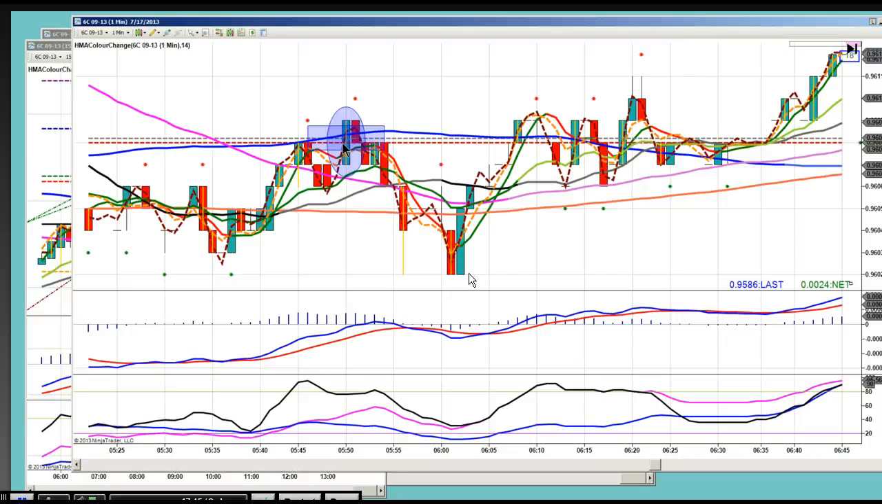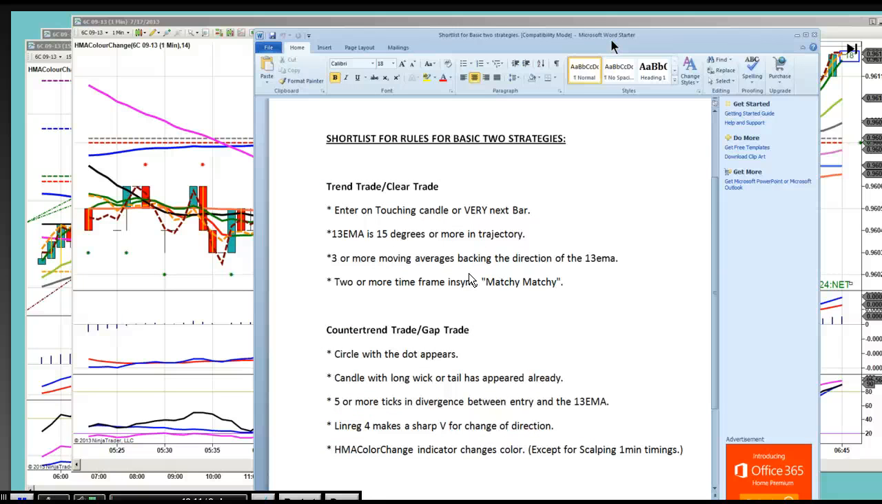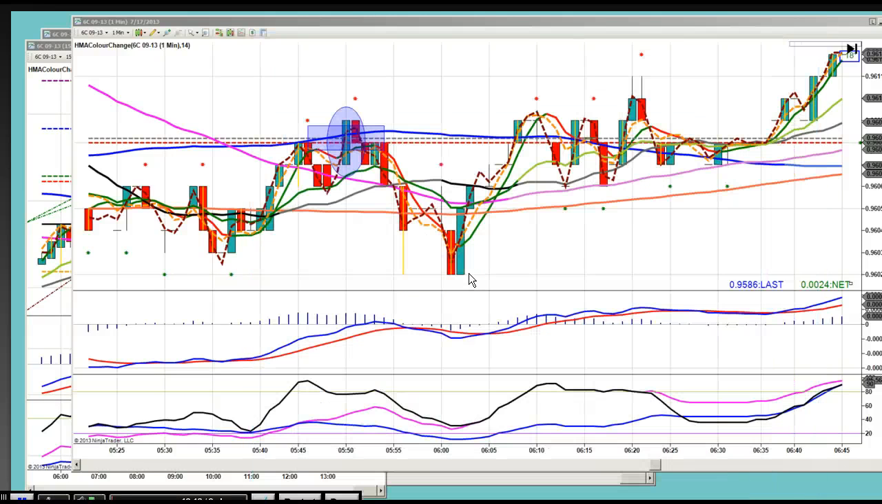Even though it's got momentum, even though it's a nice big juicy bar, even though your HMA is green, even though you've got 3 moving averages back in your direction. You see, you have all the ingredients for a nice trend trade criteria. We look at our rules. What is the trend trade criteria? Enter on the touching candle, 13 EMA has 15 or more degrees, 3 or more moving averages back in the direction. So you've got all the ingredients there for a nice trend trade criteria.